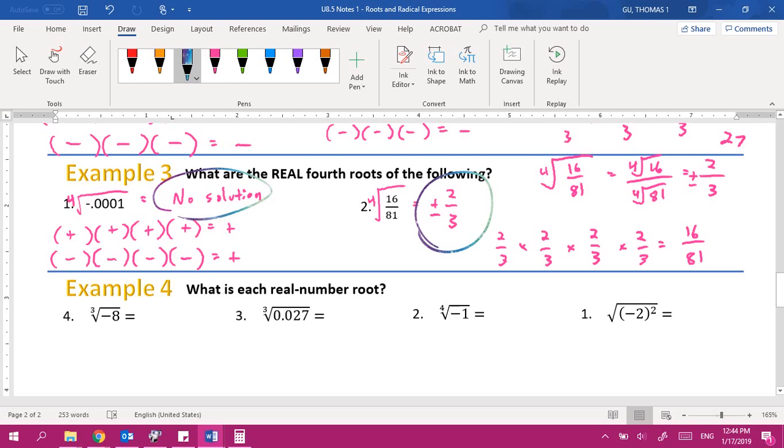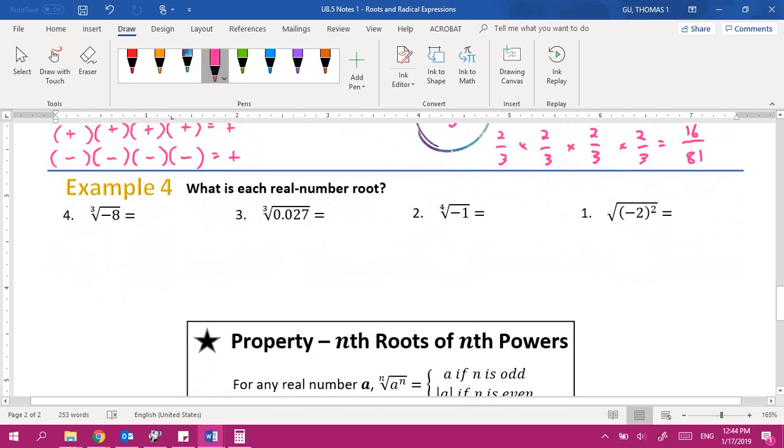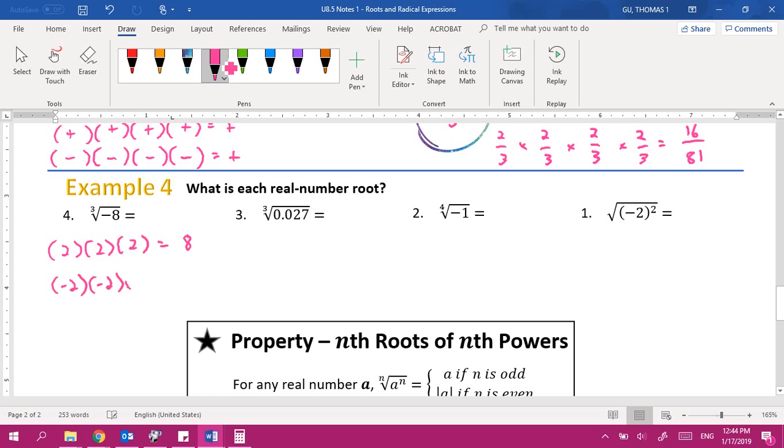All right, number 4 now. What is each real number root? So now it's just kind of changing in between. Oh, the numbering's kind of messed up. Just ignore that. Number 4, what is the cube root of negative 8? What'd you say? No, it's not 2. It's negative 2 because 2 times 2 times 2 is 8. So the answer is negative 2.